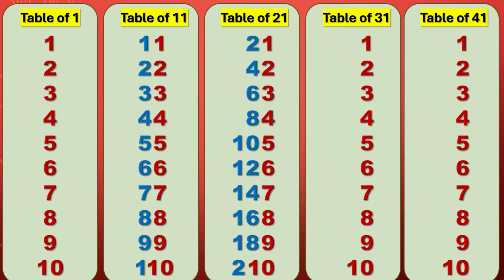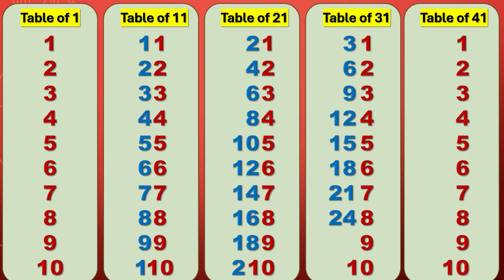For the table of 31, write the table of 3 before the table of 1. 3 ones are 3, 3 twos are 6, 3 threes are 9, 3 fours are 12, 3 fives are 15, 3 sixes are 18, 3 sevens are 21, 3 eights are 24, 3 nines are 27. In the last, write 3.